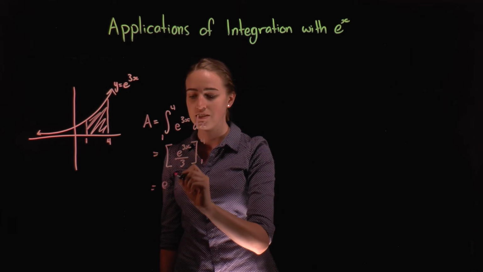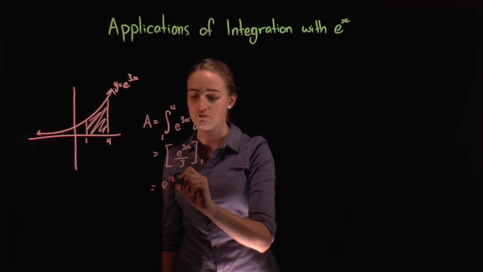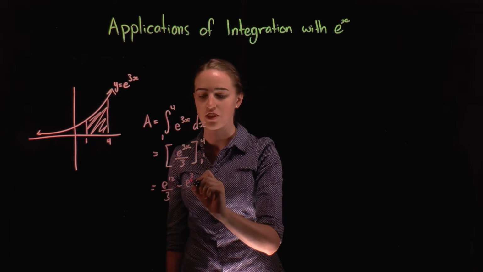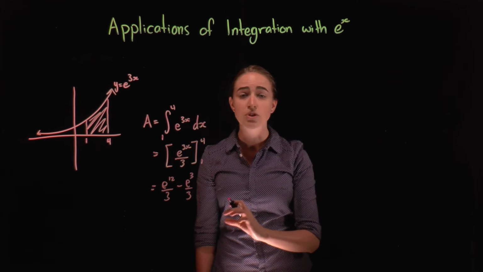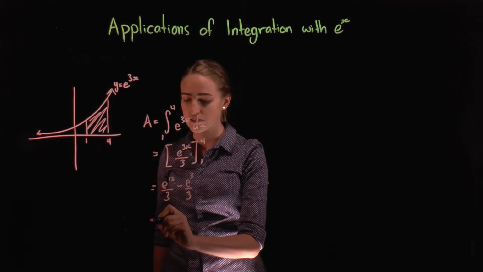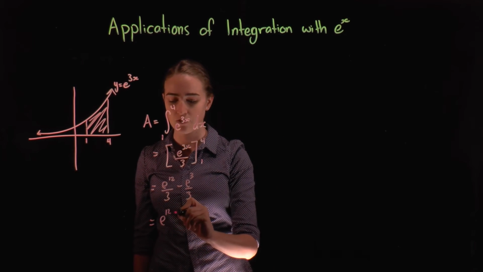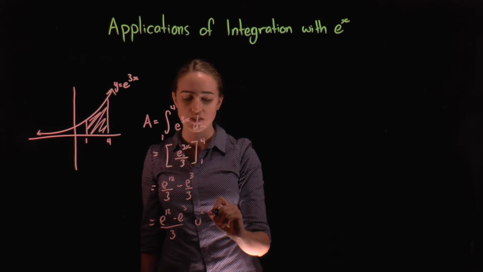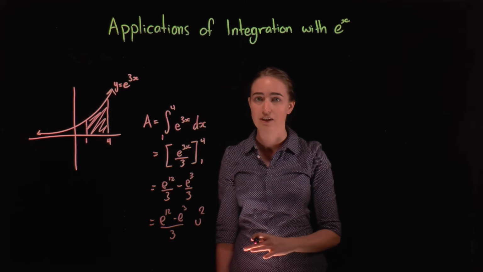So we would have e to the 3 times 4, which would be 12, over 3, minus, if we sub 1 in, we'll just have e to the 3 over 3. And we could write that just as one fraction, so we could have e to the 12 minus e cubed over 3. And that's going to be units squared because we are talking about area.